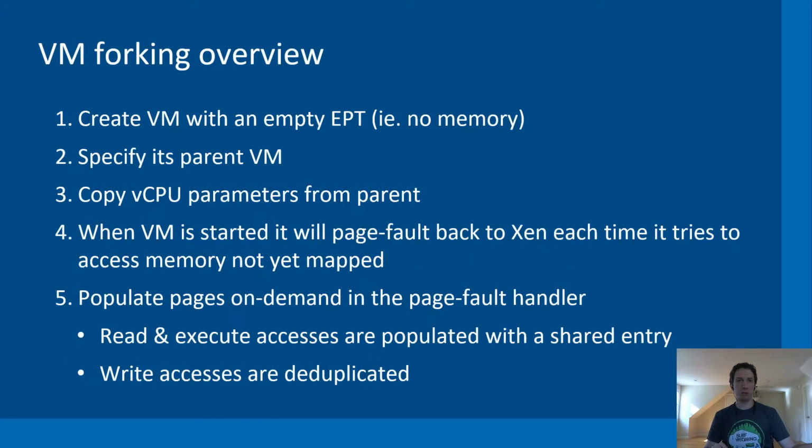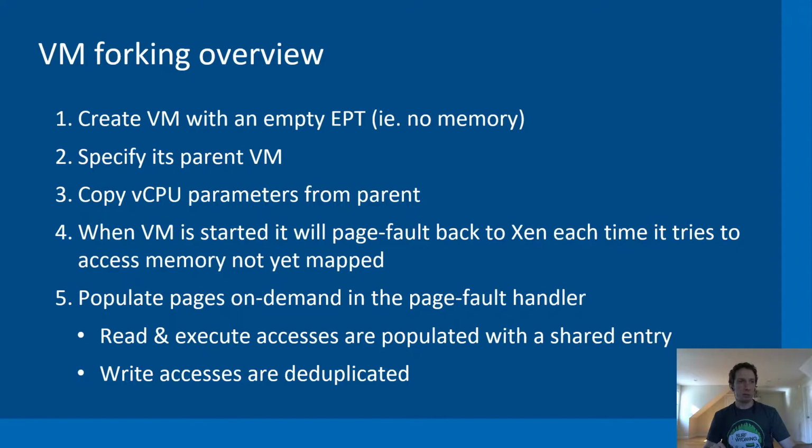The idea is that we create a VM with an empty EPT, so effectively the VM will have no memory. We just specify its parent VM that has been booted and it's a fully functional VM. And from this parent VM, we copy the vCPU parameters into the fork so that the hardware state is equivalent to the parent VM. And when you resume or start this VM, it will page fault to Xen simply because it has no memory.